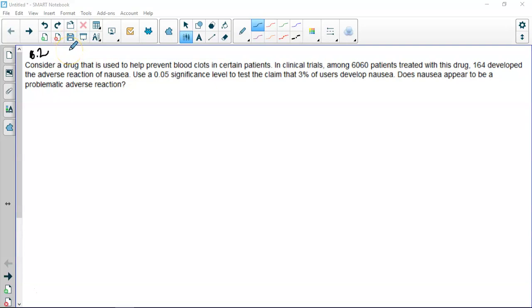So it says, consider a drug that's used to help prevent blood clots in certain patients. In clinical trials, among the 60, so N is 60, treated with the drug, 164 of the people, so we'll say X is 164, developed an adverse reaction. Use a 0.05 significance level. So alpha is 0.05. And alpha is 0.05 a lot. Sometimes it's 0.01, sometimes it's 0.1, but it's 0.05 most of the time.